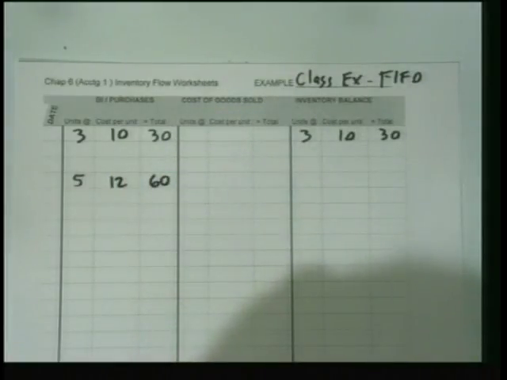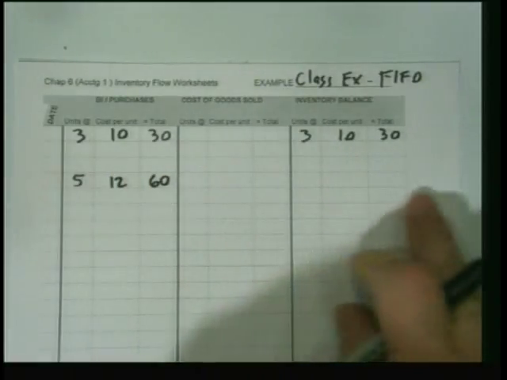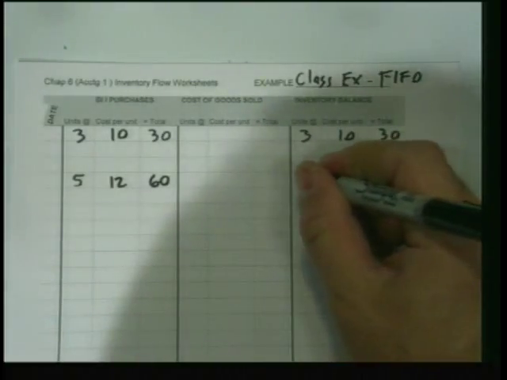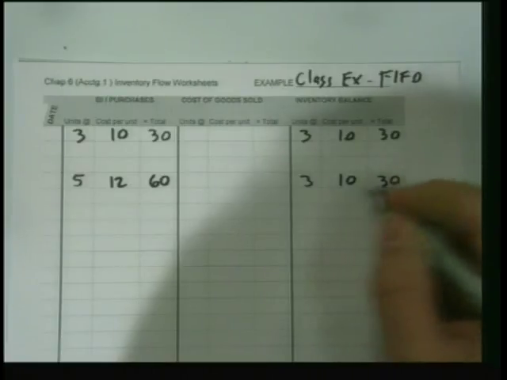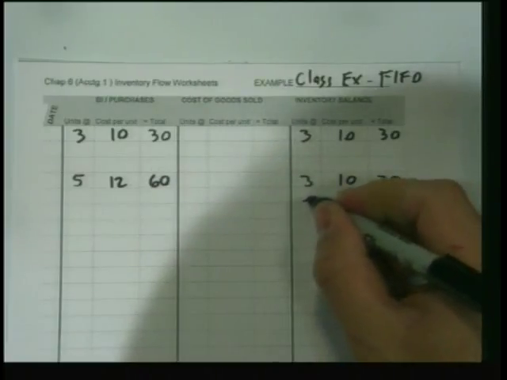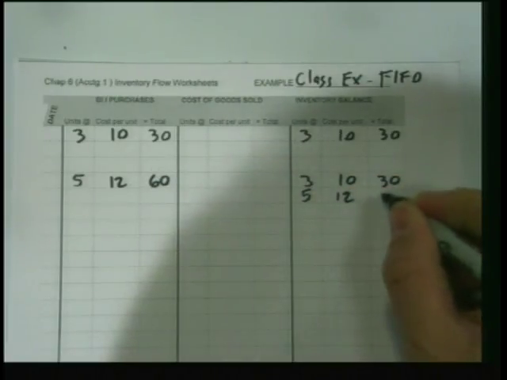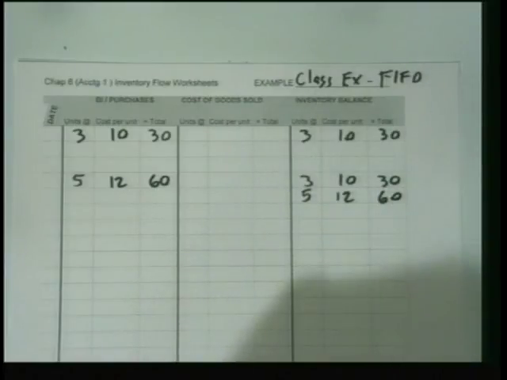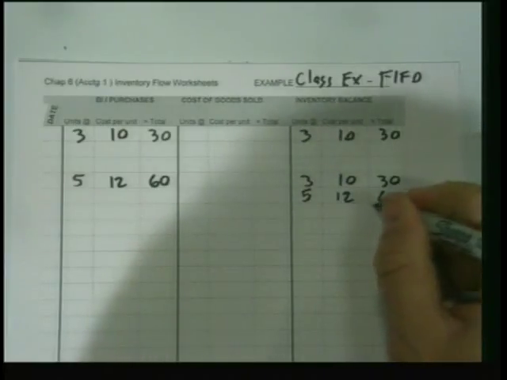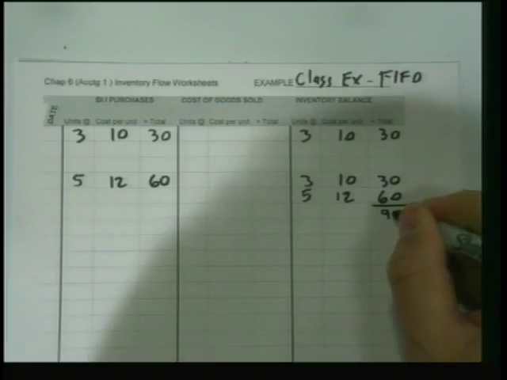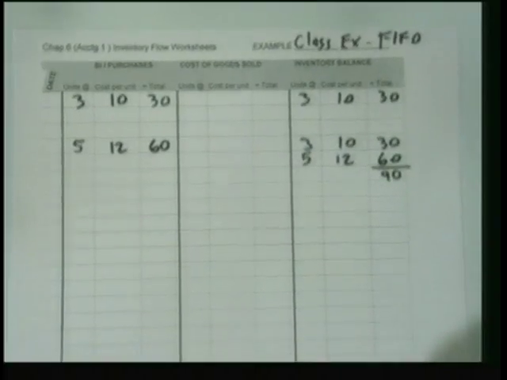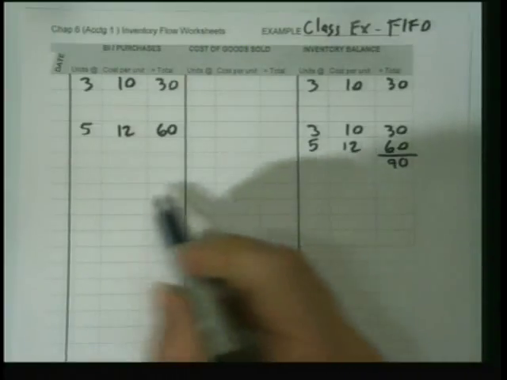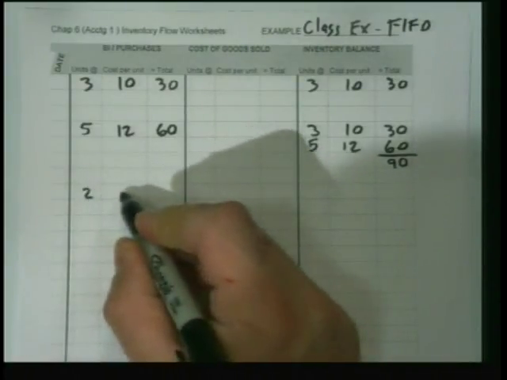A little bit of time went by, and we purchased 5 more at $12 for $60, correct? So what was our inventory balance when that was done? Well, we still had the 3 at the $10 for $30, but now we also had the 5 at $12 for $60, correct? So our inventory balance at this point was $90. Make sense?